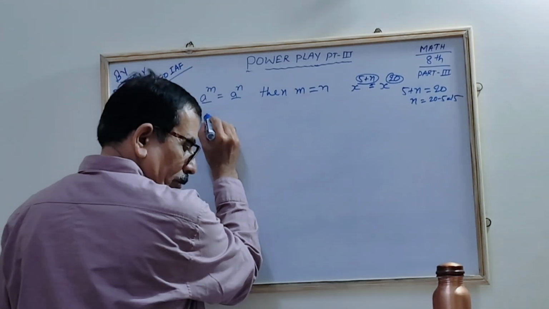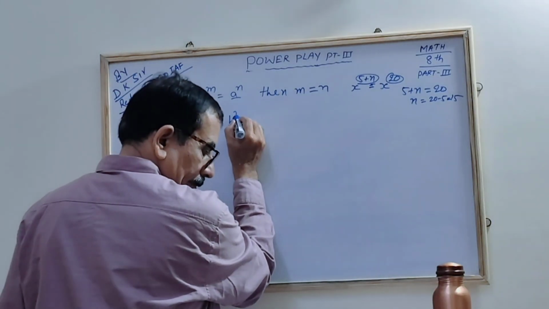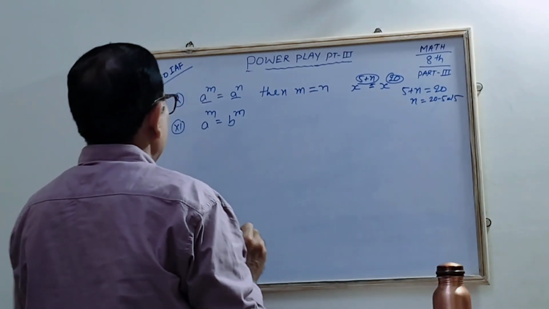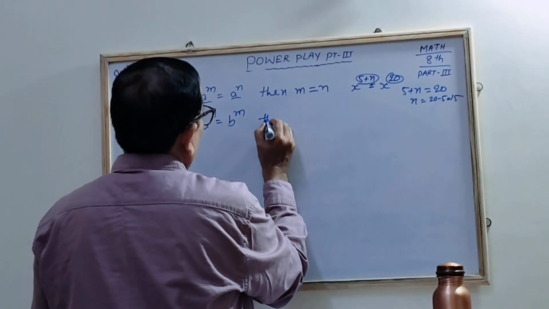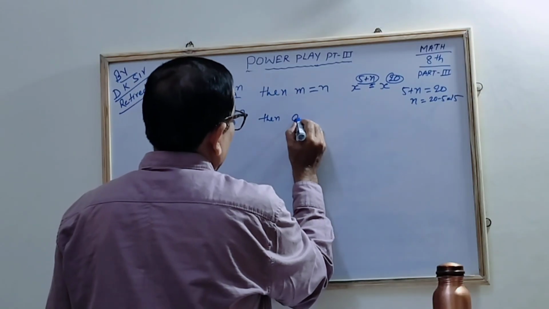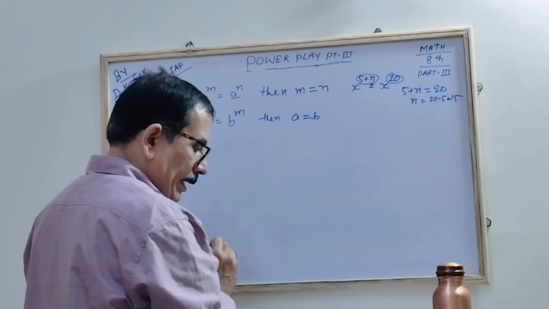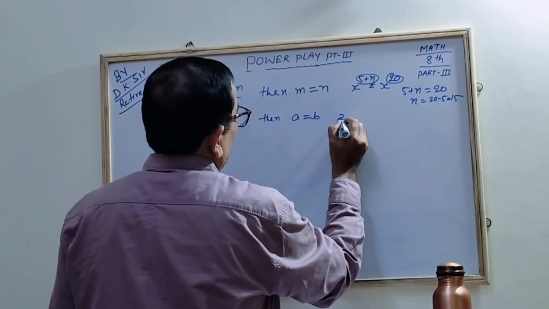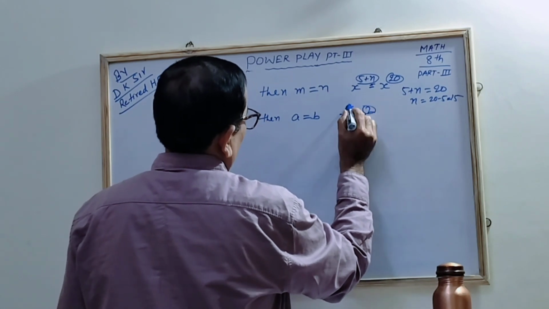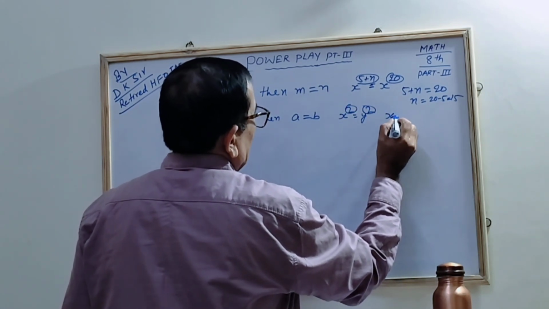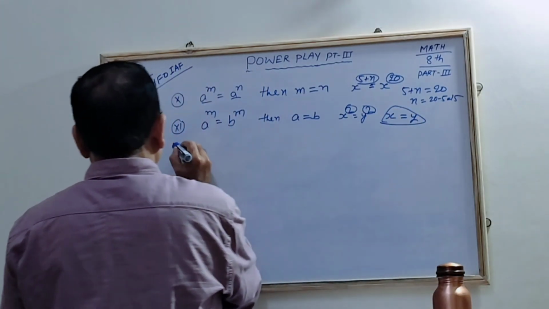If a to the power m is equal to b to the power m, if the bases are different but the powers are equal, then a will be equal to b. Example: suppose x square is equal to y square, the power is equal, so we'll say x will also be equal to y. Understood? So x will be equal to y.